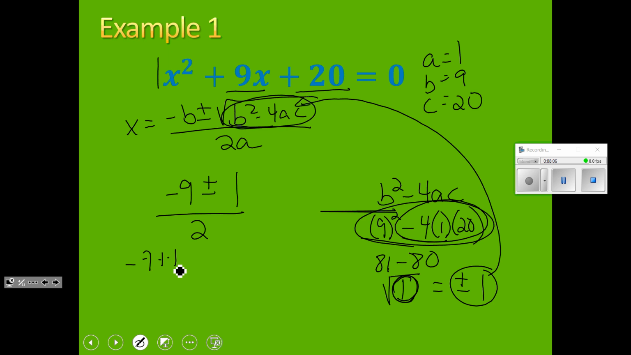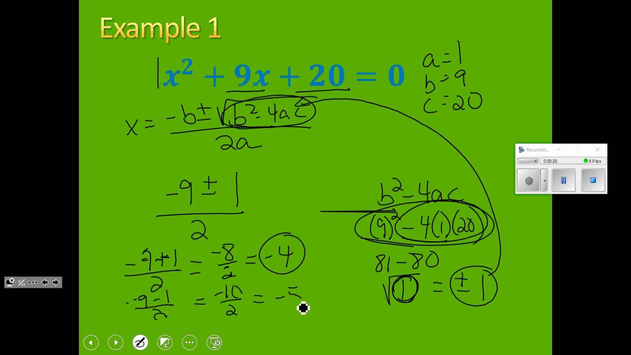-9 plus 1 divided by 2. So that would be -8 divided by 2, which would be -4. That's one answer. And then the other one would be -9 minus 1 divided by 2. So that's going to be -10 divided by 2, which would be -5. And that's what we got a few minutes ago. We got -4 and -5. So two different ways to do the same thing.